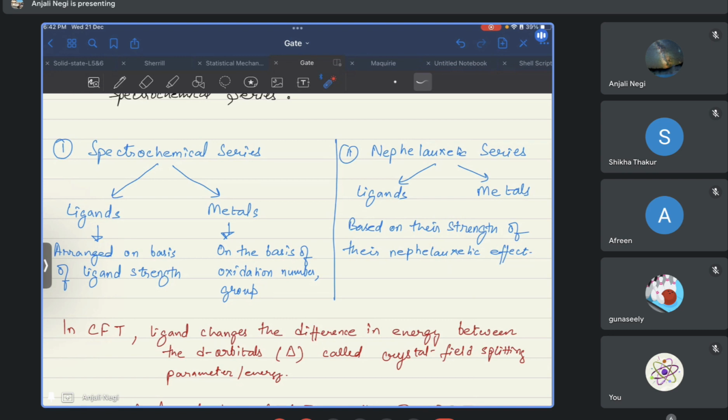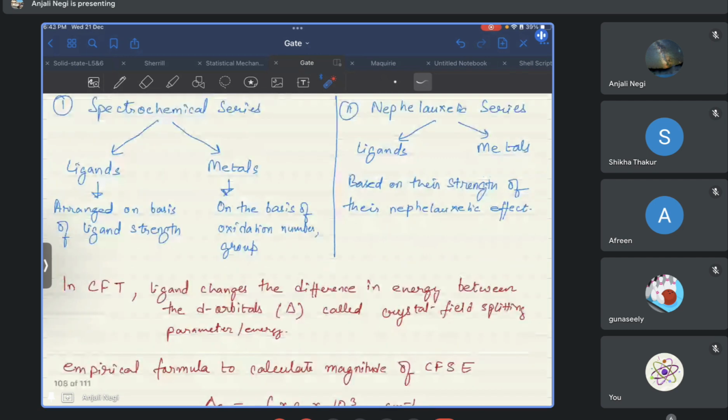In the case of the nephelauxetic series, this series is also applied to both ligands and metals. The basis of this series is the strength of their nephelauxetic effect. One must know what this nephelauxetic effect is, such that if I understand the effect, I can understand the series also, for the ligand and metal as well. So simply, I will explain both.